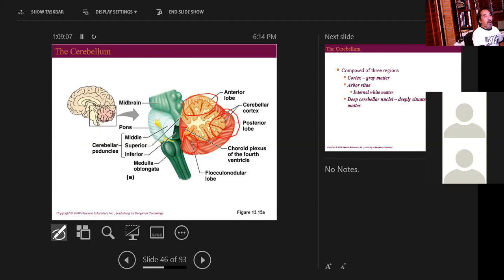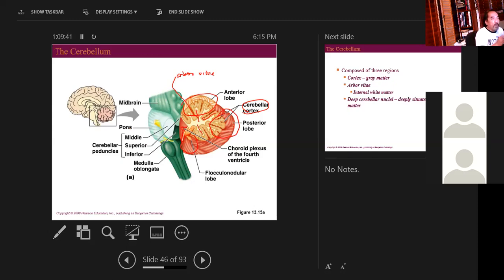And remember, the outer portion is your gray cerebellar cortex. It's made out of cell bodies, so it's dark, gray matter. But the middle portion here is white matter. And if you notice, the white matter looks like branches of trees. That's the reason why they call this white matter arbor vitae. Arbor means trees. So the white matter is called arbor vitae.